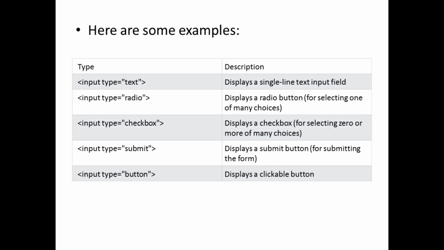Here are some examples. Input type text. Displays a single-line text input field. Input type radio. Displays a radio button, for selecting one of many choices. Input type checkbox. Displays a checkbox, for selecting 0 or more of many choices. Input type submit. Displays a submit button, for submitting the form. Input type button. Displays a clickable button.